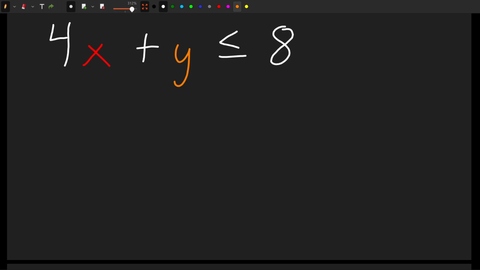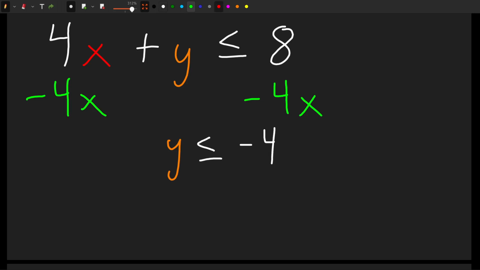Okay. So beforehand, we've been using a t-chart. I'm going to do this a little bit of a different way. I'm actually going to put this into slope-intercept form first. And then using slope-intercept form, we'll graph this inequality. So what that means is I'm going to subtract 4x from both sides. And I'm going to get, on my left-hand side, y is less than or equal to negative 4x plus 8.